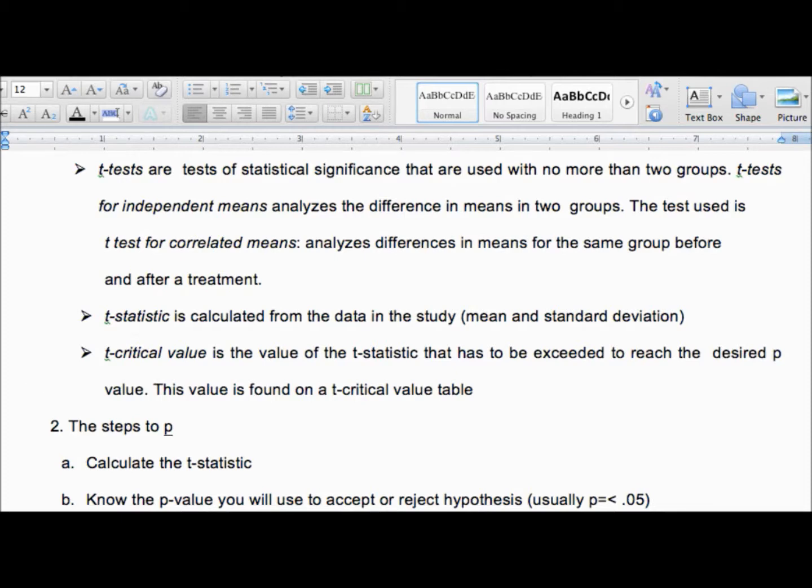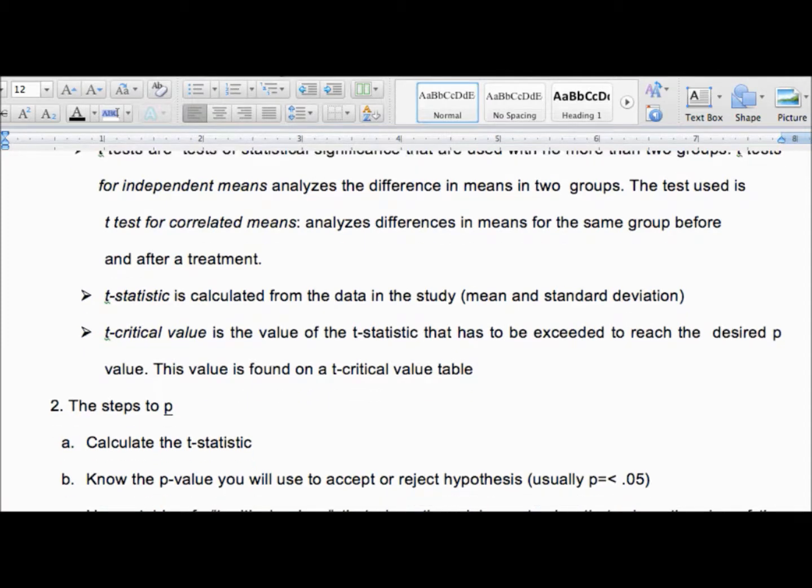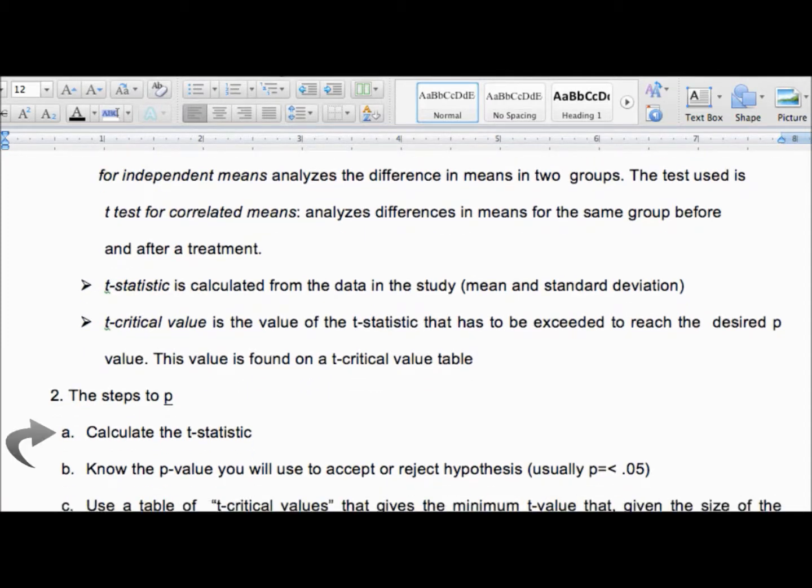So just to go through the steps one more time. The first thing that's going to happen is calculating the t-statistic, and that's done through a formula that looks at standard deviation, which has to do with the sample, and means, which has to do with the scores. The next thing you want to know is what's the p-value you're going to use. Usually it's 0.05 or less. We call that the alpha.